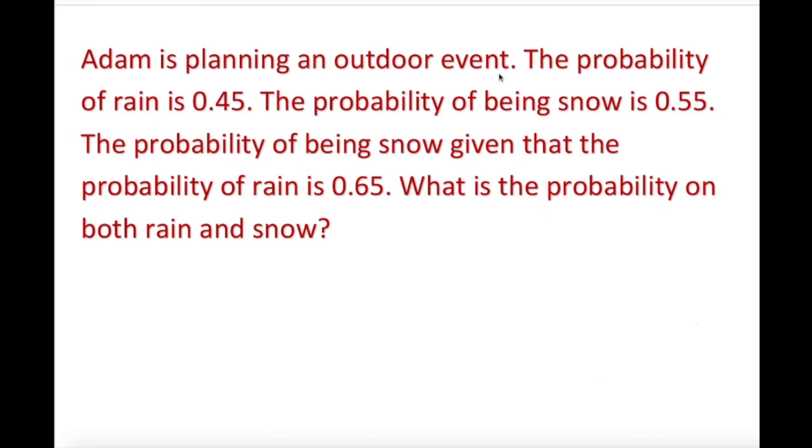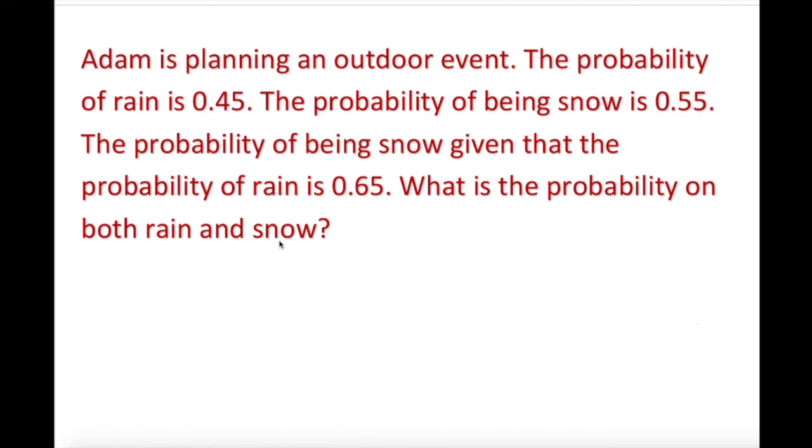Trying to find out what's going to happen outside. So based on that, he's going to decide whether he's going to proceed or not. The probability of rain is 45%. The probability of snow is 55%. The probability of snow given that the probability of rain is 65%. What is the probability of both rain and snow?